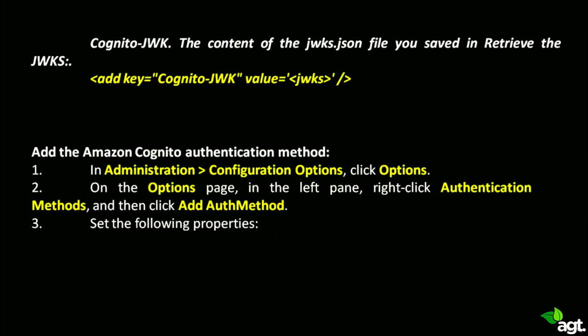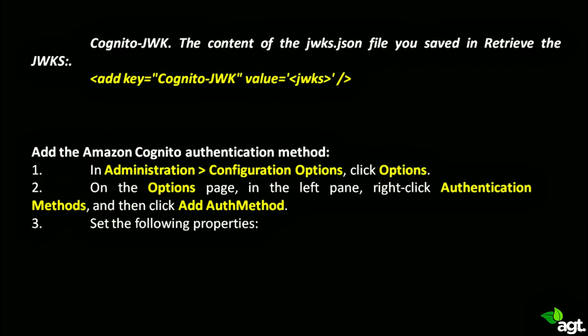It's the content of the JWKS.json file that you just saved when you retrieved the JWKS. So add key equal to "CognitoJWK", and the value equal to the JWKS in single quotes, and close your tag.